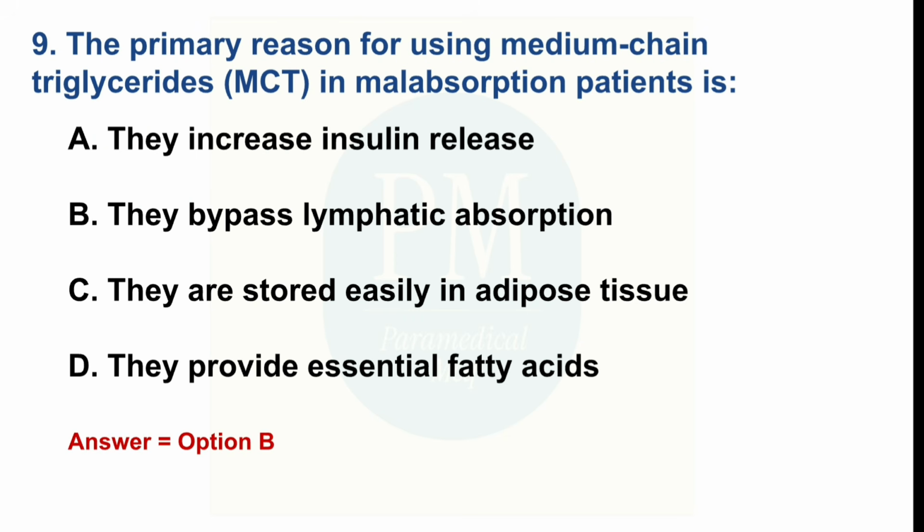The primary reason for using medium chain triglycerides, MCT, in malabsorption patients is option A, they increase insulin release. Option B, they bypass lymphatic absorption. Option C, they are stored easily in adipose tissue. Option D, they provide essential fatty acids. The correct option is option B, they bypass lymphatic absorption.